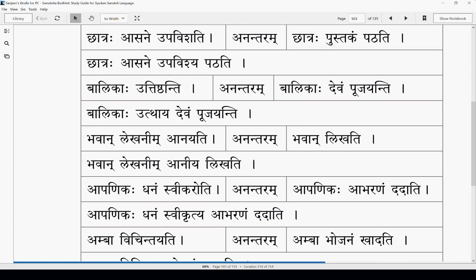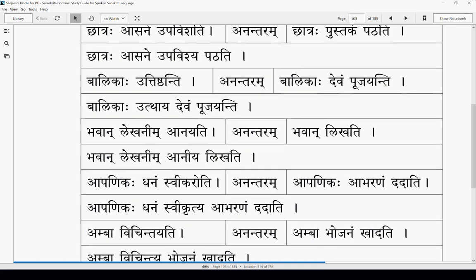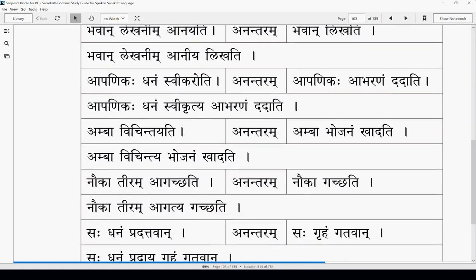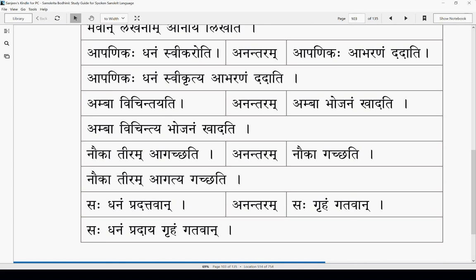Then similarly svikaroti. If there is only karoti, it becomes krutva. Apanikah dhanam svikaroti. Because svi is added as an upasarga here, it becomes svikrutya, not krutva, not svikrutva. Svikrutya abharanam dadati. Similarly chintayati. If there is only chintayati, it will become chintayitva. But because there is vi here, vichintya. Meaning is the same. Now similarly agacchati, we talked about that. Gatva becomes agatya here.